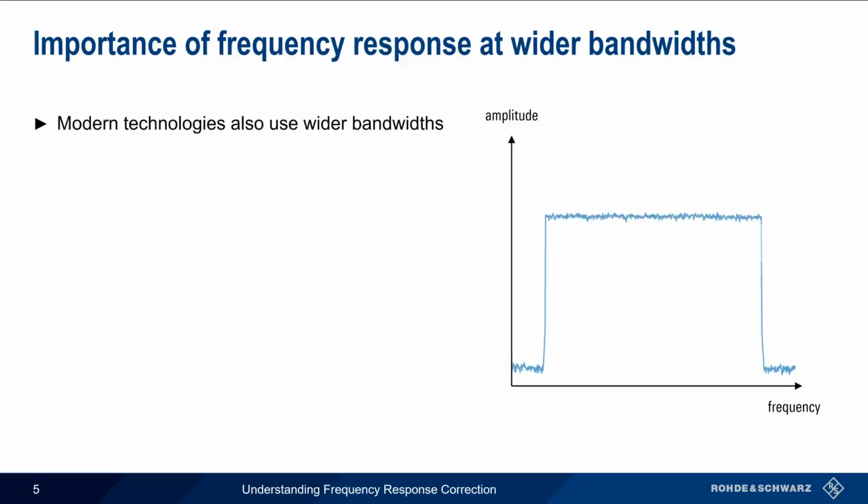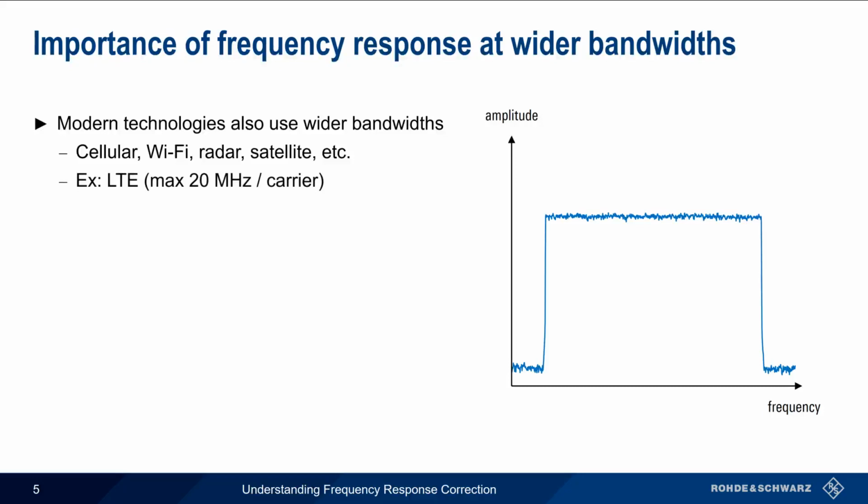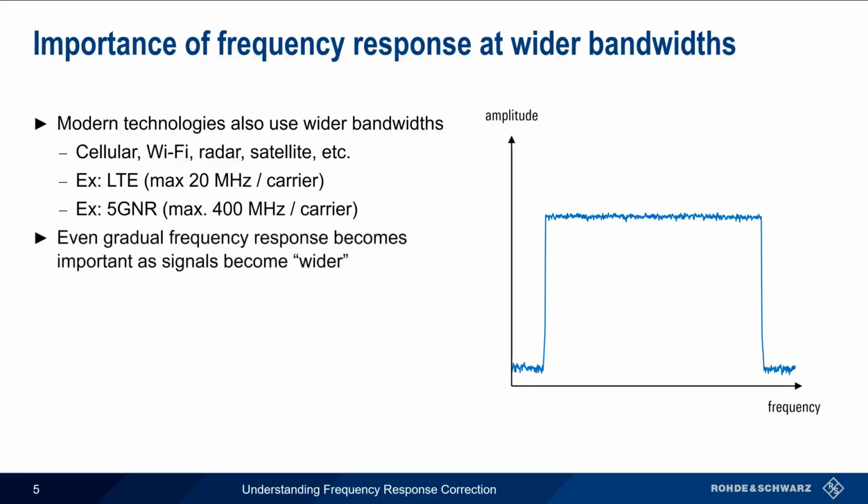Modern radio frequency technologies also use increasingly wider bandwidths, and here again this applies to cellular and Wi-Fi signals, as well as things like radar and satellite. For example, the maximum carrier bandwidth in LTE is only 20 MHz wide, but in 5G NR, each carrier can be up to 400 MHz wide. Even very gradual frequency response becomes an issue as these signals become wider.